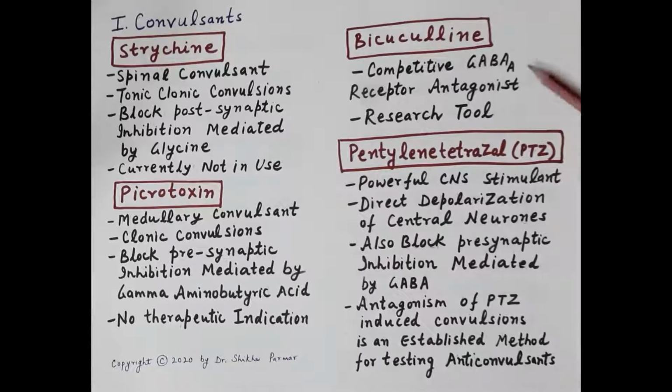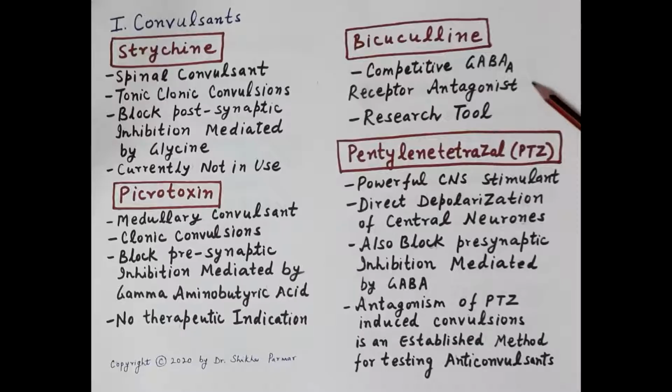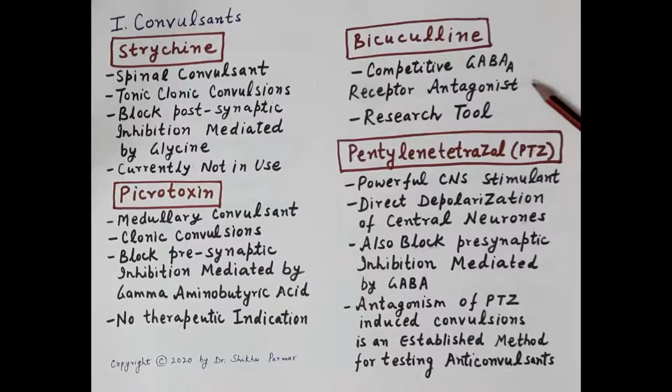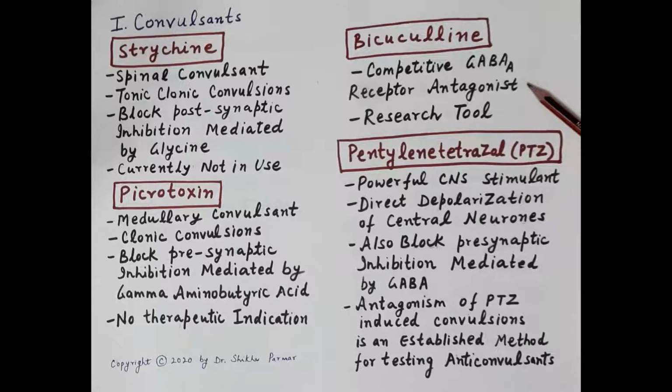Another convulsant is bicuculline. It is a competitive GABA A receptor antagonist. That means it inhibits neurotransmission induced by gamma-aminobutyric acid, and by inhibiting GABA it stimulates the central nervous system and induces convulsions. It is used as a research tool.